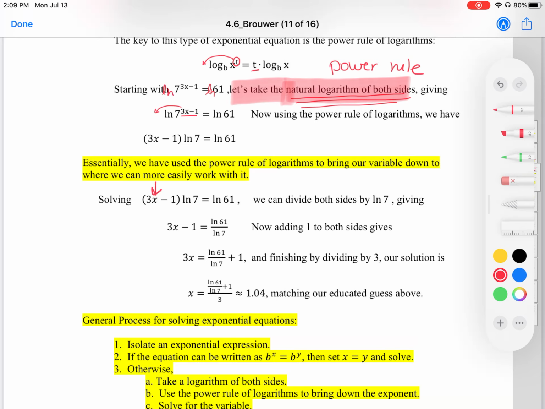All right, now what's our goal? Let's go ahead and solve for x. So let's divide both sides by ln of 7. Even though it looks ugly, no, it's just a number. It's an ugly decimal. So we have 3x minus 1. We add 1 to both sides. Lastly, we divide everything by 3. All right, so this is our answer.